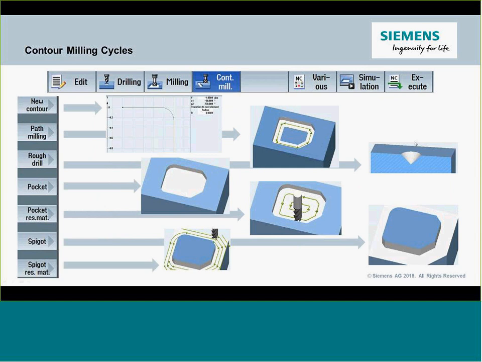Now, what we didn't show you, and we're going to be going into in a later webinar, is some of the advanced cycles. So we do have contour milling, and that's what's going to handle all of our irregular shapes, regular pockets, irregular profiles. So keep an eye out for that. That's coming in the future.